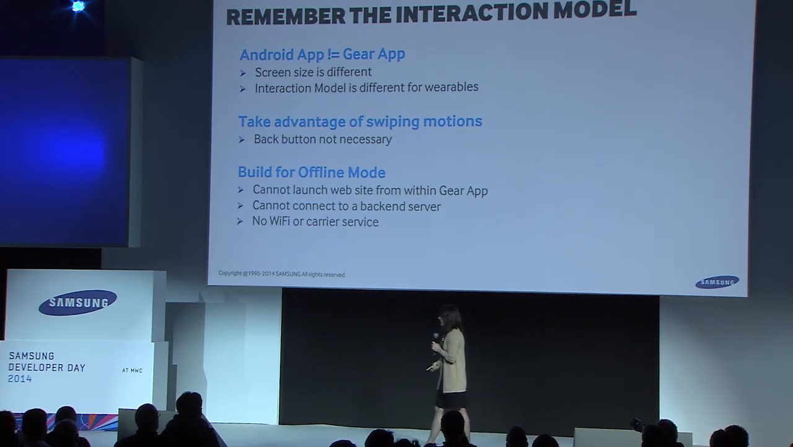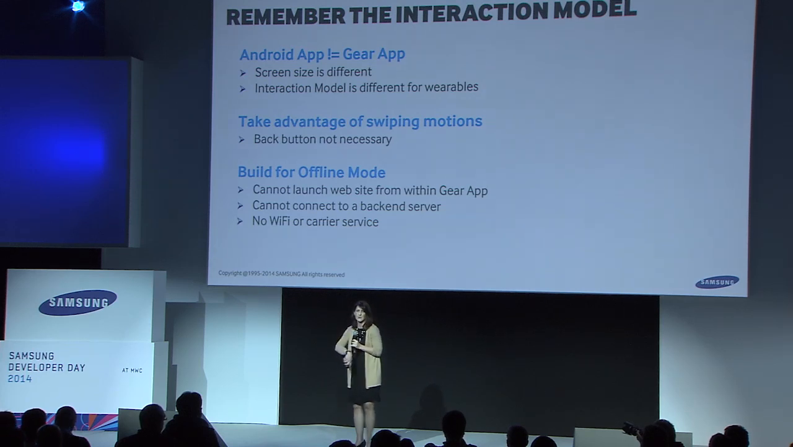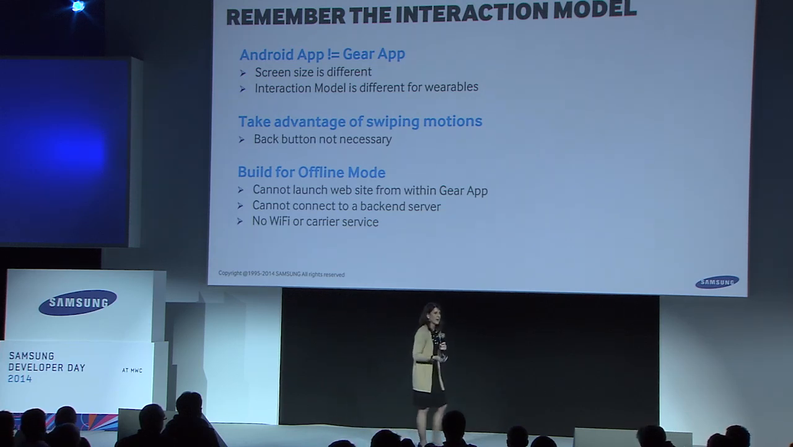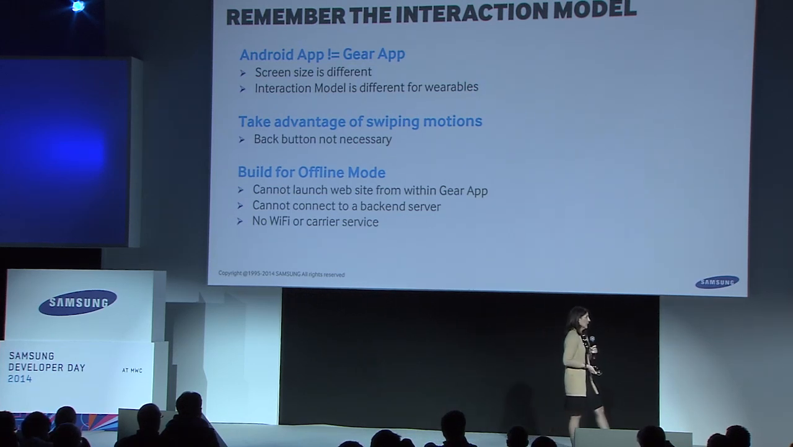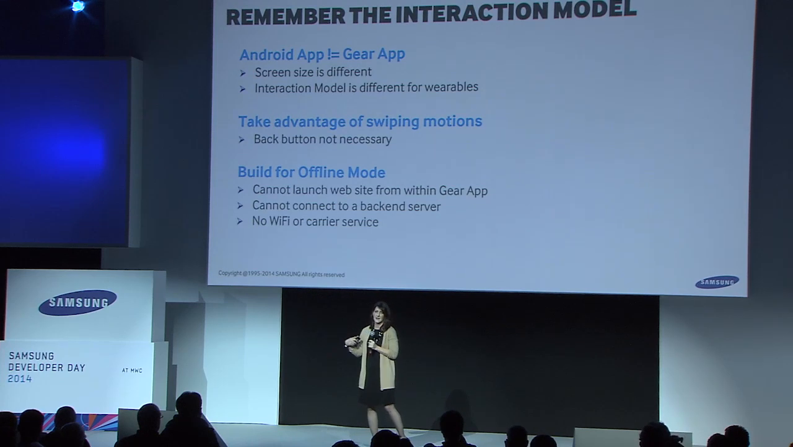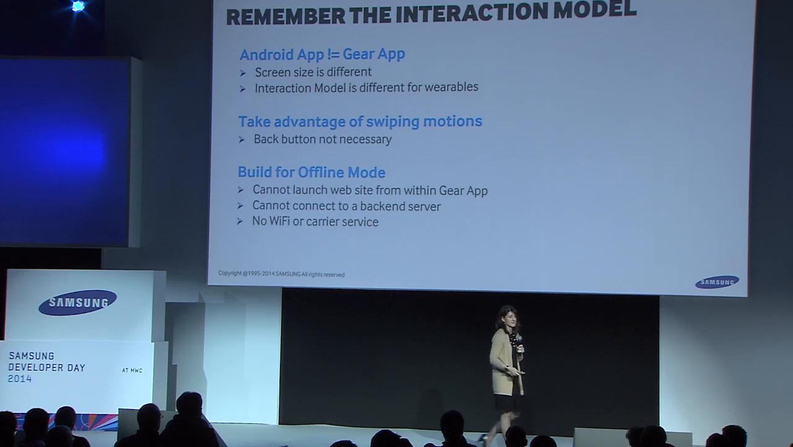The other thing that you should know is to take advantage of the swiping motion. You don't need a back button. We're trying to get app developers used to that swiping motion from top to bottom. So if you put a back button in, it's redundant. And build for offline mode. You can't launch a website from within a wearable app right now. There's no Wi-Fi connection, there's no carrier connection. So don't expect to go out to a server from your Gear and get data. You still have to go through the phone. It's a companion device.